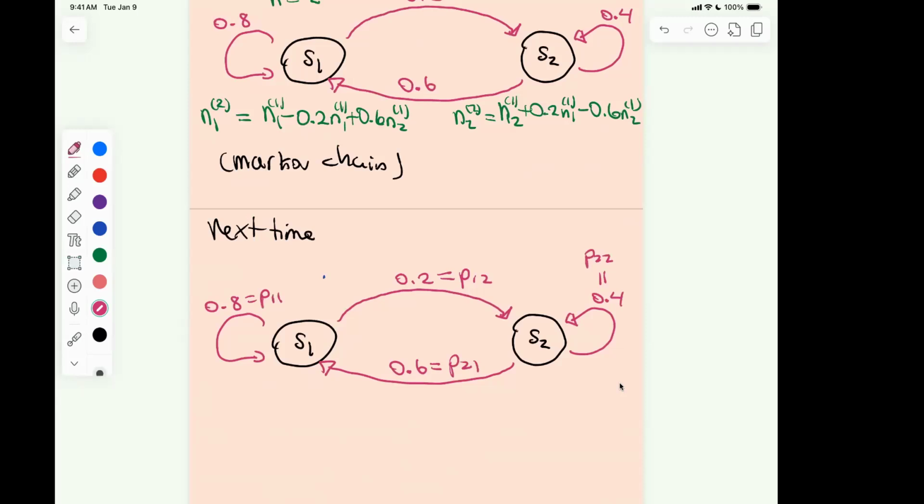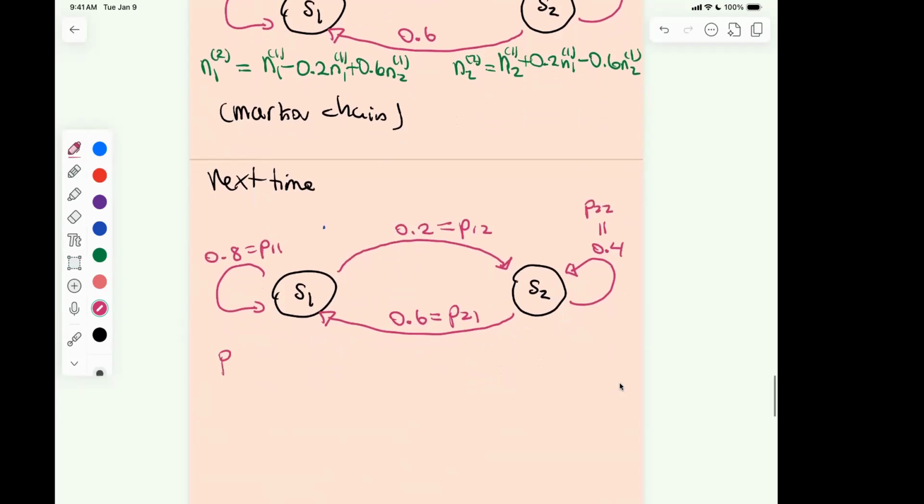Okay, so if you notice this, the notation Pij is the probability for jumping or switching from state i to state j.